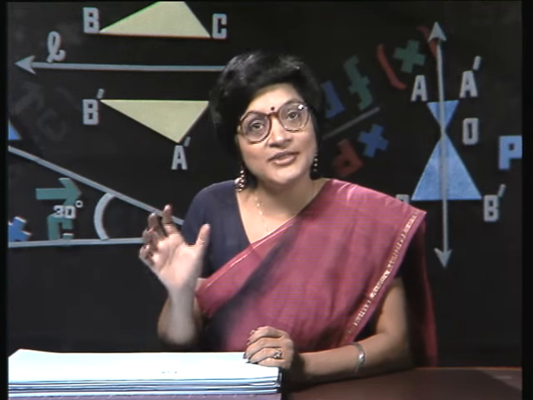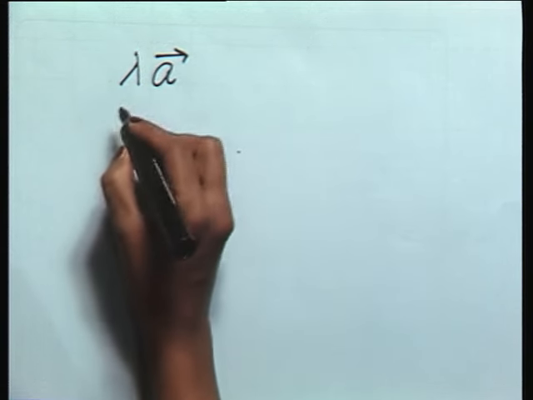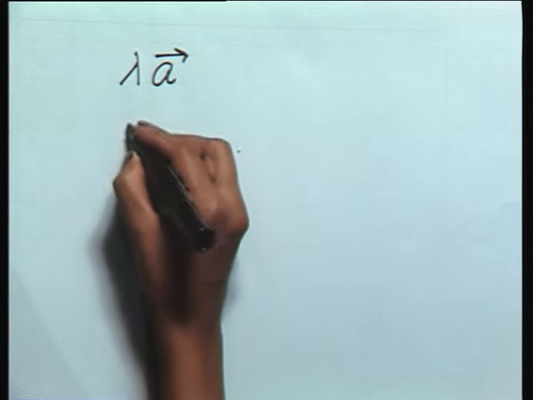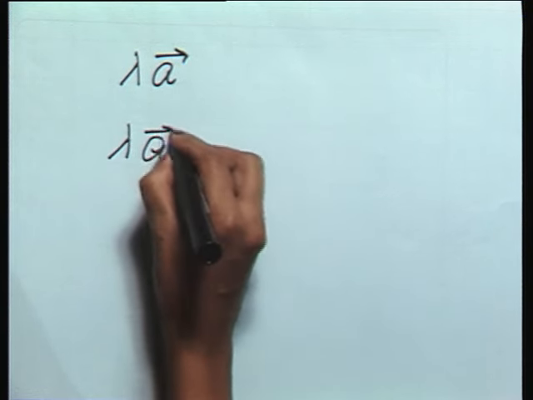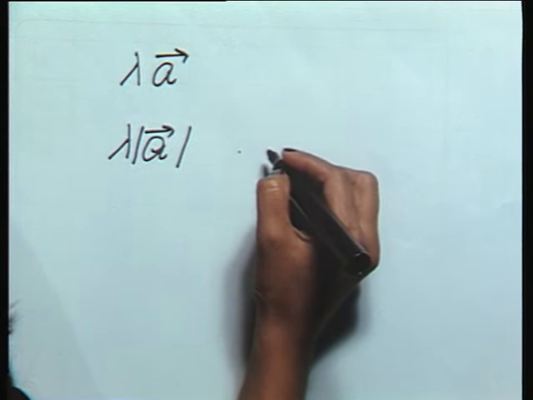Recollect that the vector has two parts to it, a magnitude and a direction. The magnitude itself is a non-negative scalar. So, an easy way of defining the multiple of the vector A by the scalar lambda would be to multiply lambda by the magnitude of A and leave the direction unchanged. This would work as far as a non-negative scalar lambda is concerned.